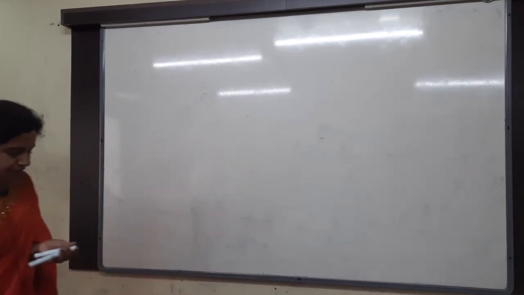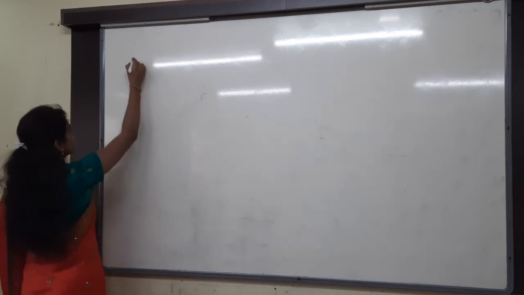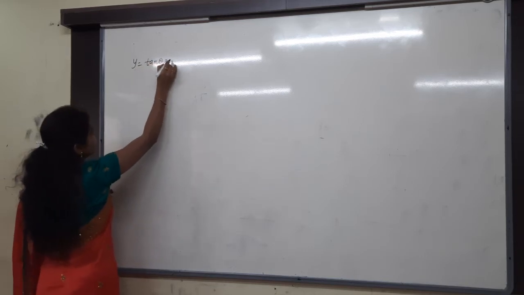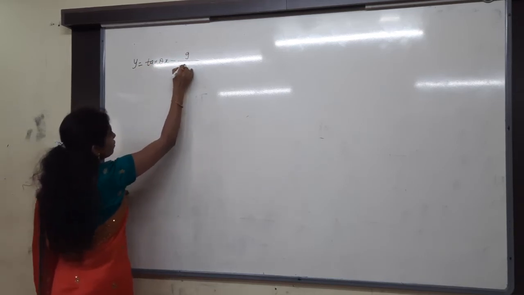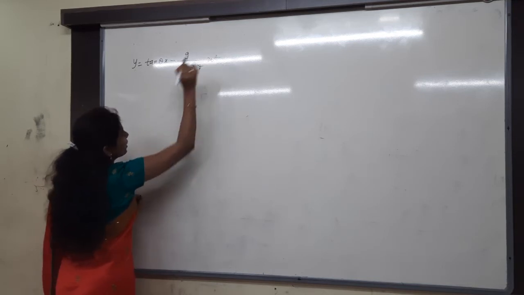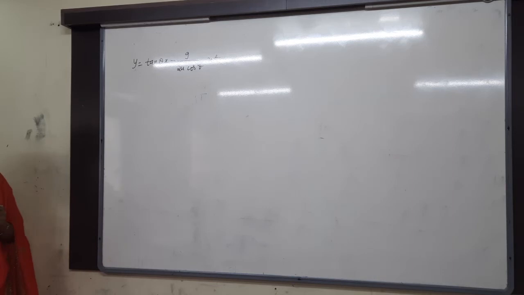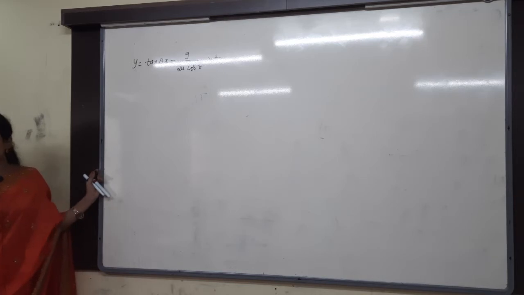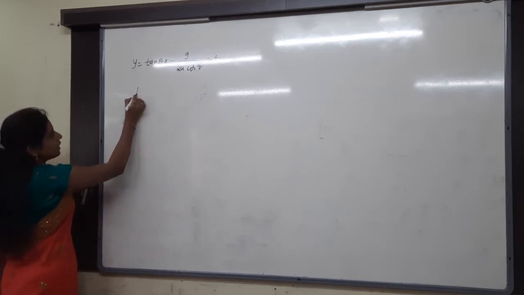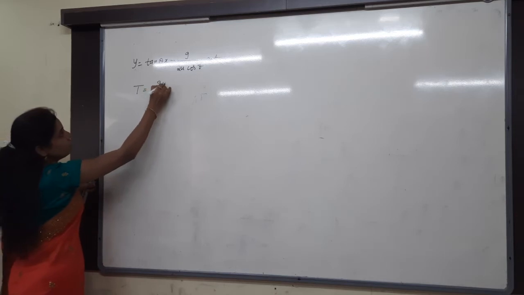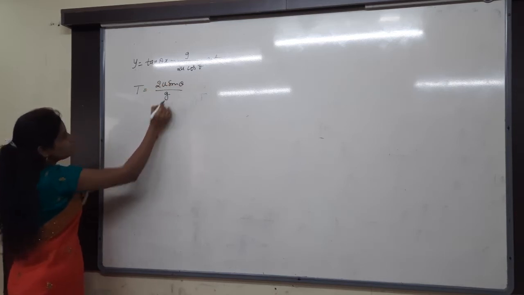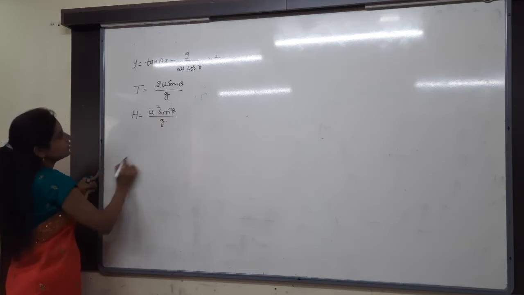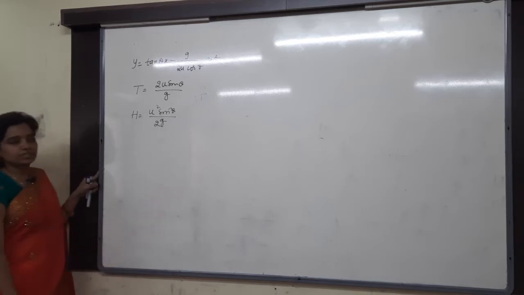What is the equation of projectile? Equation of projectile: y is equal to tan theta into x minus g by 2u square cos square theta into x square. Important relations those are. After that we have discussed the time of flight. Time of flight formula is 2u sin theta by g. H max is u square sin square theta by 2g.